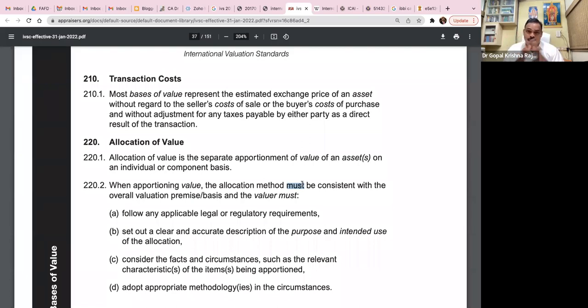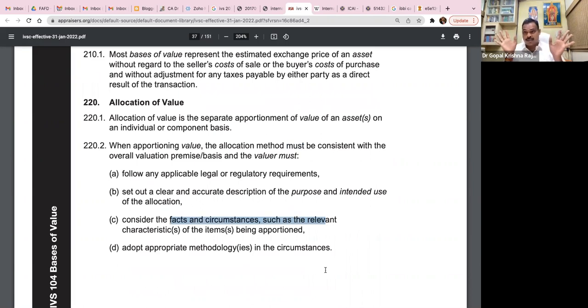You set out a clear and accurate description of the purpose and intended use. Consider the facts and circumstances, please, such as relevant character being apportioned. And adopt appropriate methodology in the circumstances. You give the methodology. And nobody is going to question you. But you cannot say no there, because there will be two types of buyer. One buyer will say, no, aircraft I will give more, the frame, it is only depreciable, I have to actually remove it and then do it. So frame I will give a different value. For the engine I will give a different price. So engine prices are non-negotiable, frame prices are negotiable.